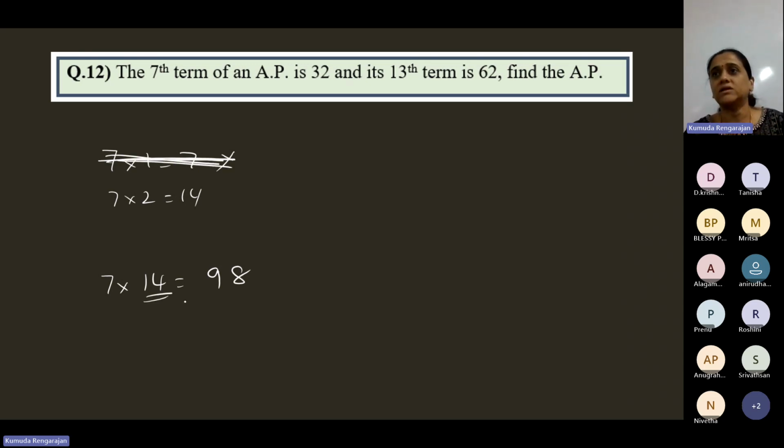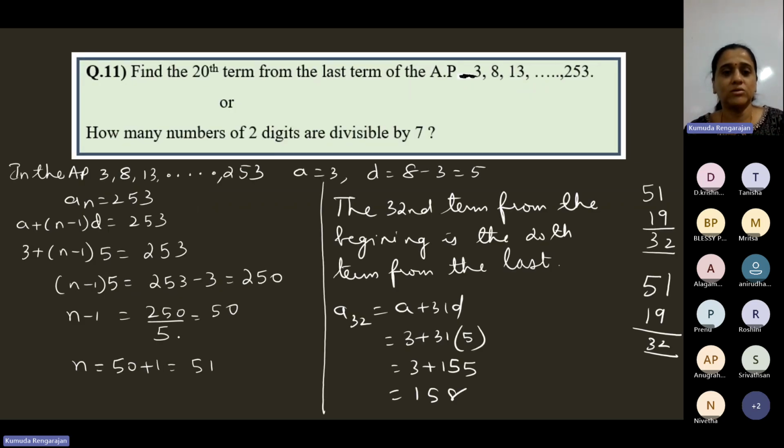So there are 13 two-digit numbers divisible by 7. If it's a one-mark question, you can just answer it like this. But here you'll have to show the steps.